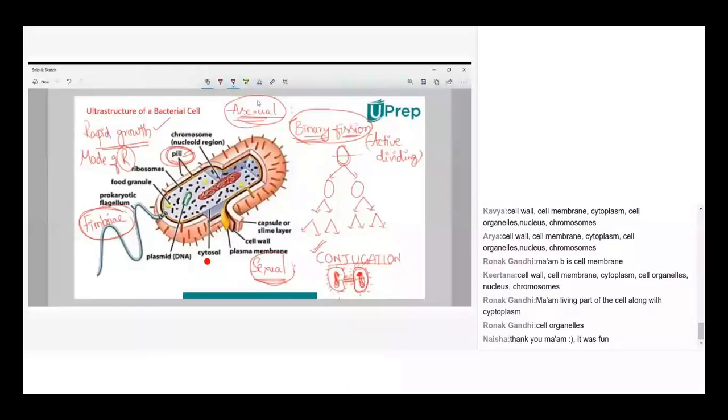So here the point is two modes of reproduction, asexual and sexual. Asexual means binary fission. Sexual means conjugation. In conjugation, fimbriae or pili play a major role. Rapid growth, you will observe only in binary fission. That's it. That's enough. Okay. Now, I'm going to give another important point regarding bacteria.